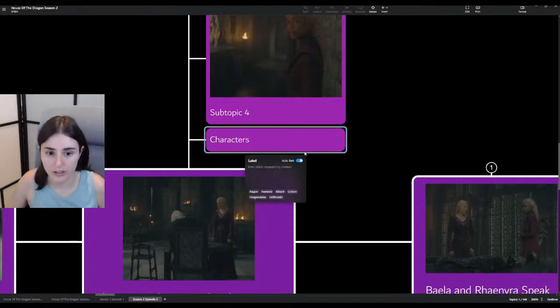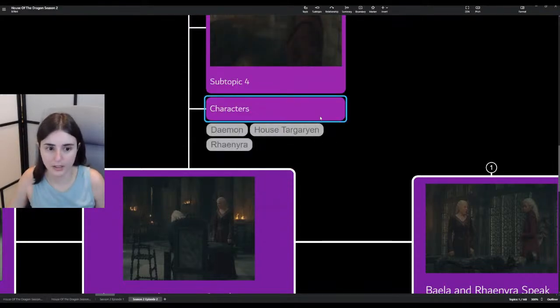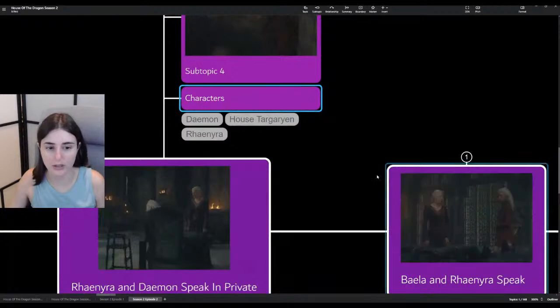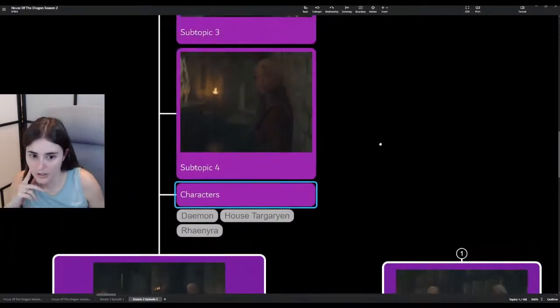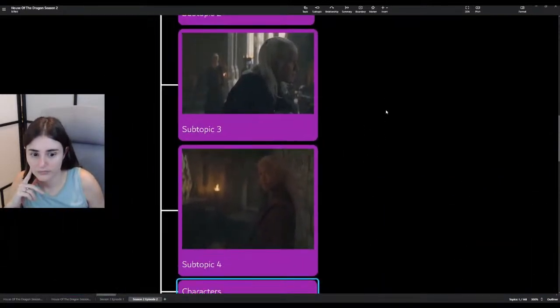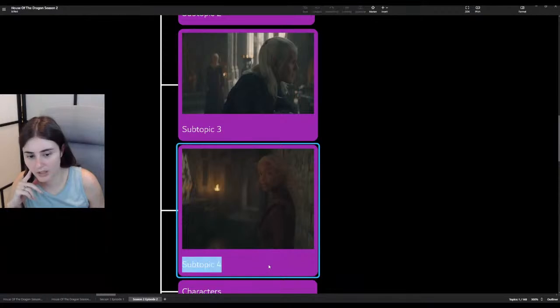Okay, we are going to have for our characters Daemon, Rhaenyra, House Targaryen. And we could just have Baela over there. That's fine. That is just when Baela sees him in the hallway.